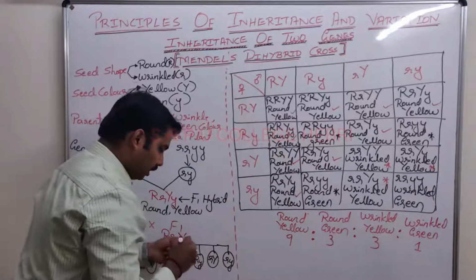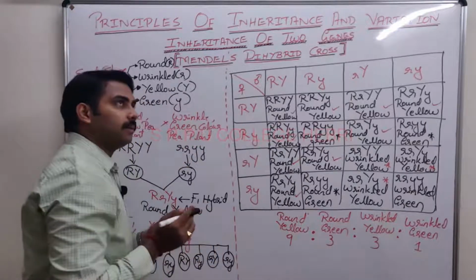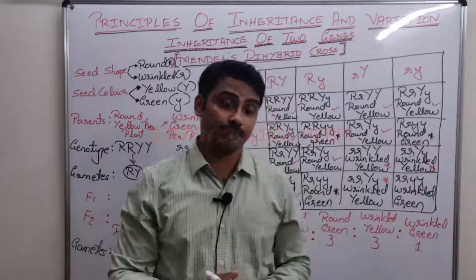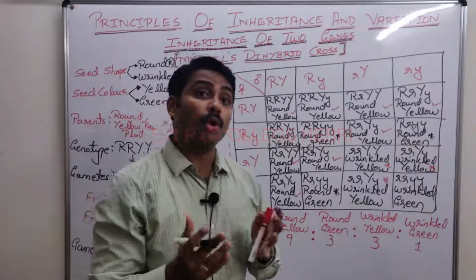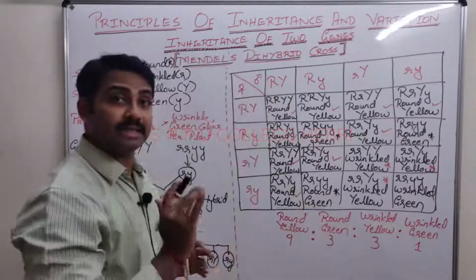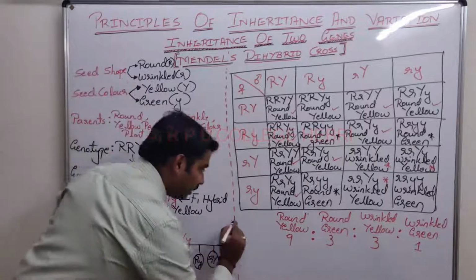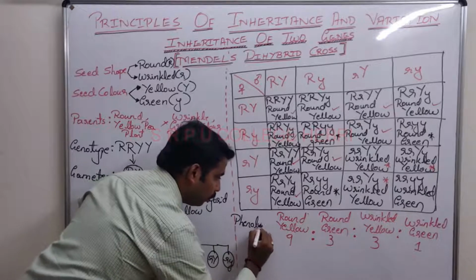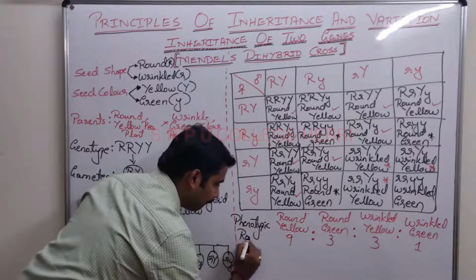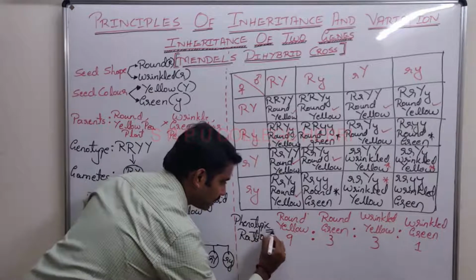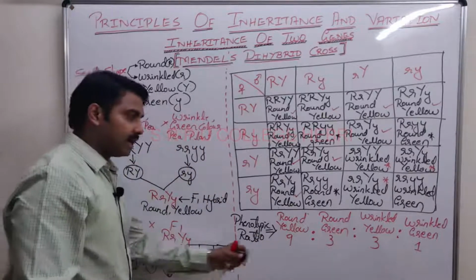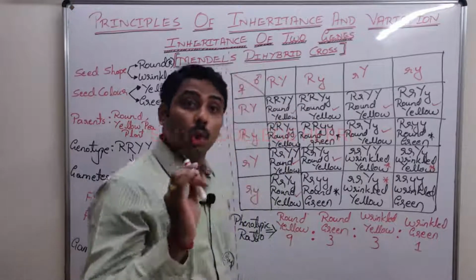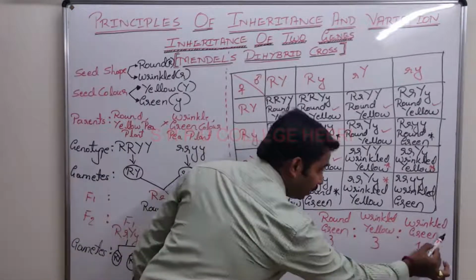9:3:3:1. So my dear students, what is Mendel's monohybrid cross phenotypic ratio? I repeat, Mendel's monohybrid cross phenotypic ratio is 3:1. What is Mendel's dihybrid cross phenotypic ratio? What is your answer? The same that you learnt in the 10th class, 9:3:3:1. Don't forget to write the phenotype.